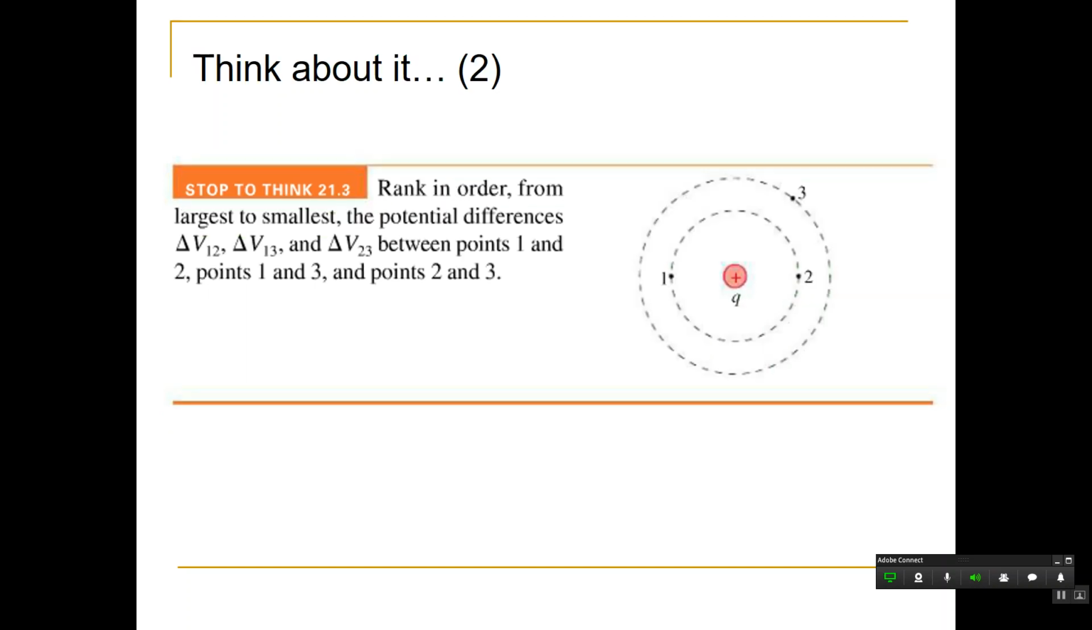So here's another one to think about. Rank in order from largest to smallest the potential differences. So now we're looking at delta V between V12, V13, and V23 on these points. So which one has the highest potential difference? What do you think?